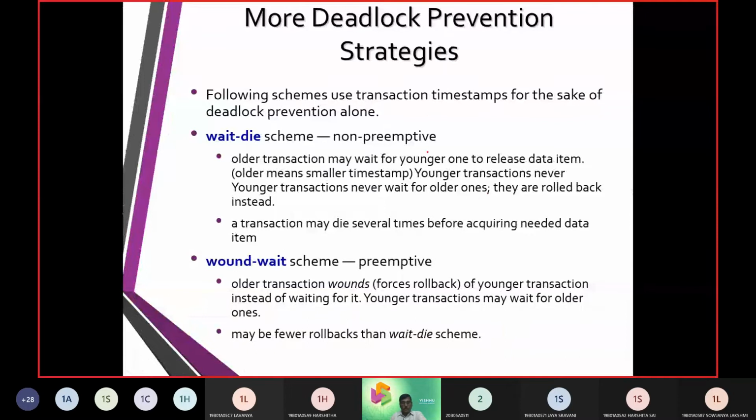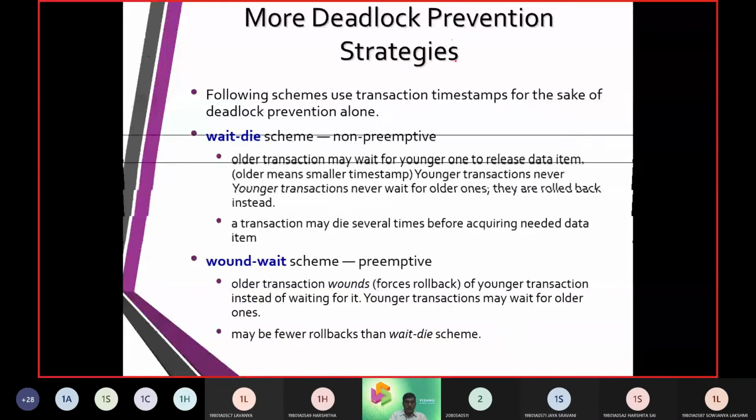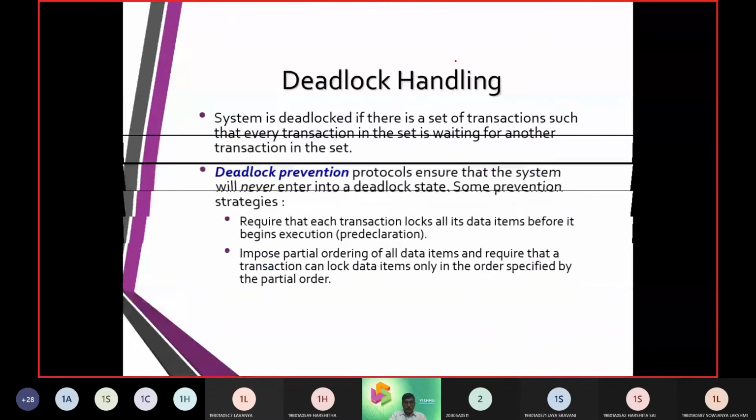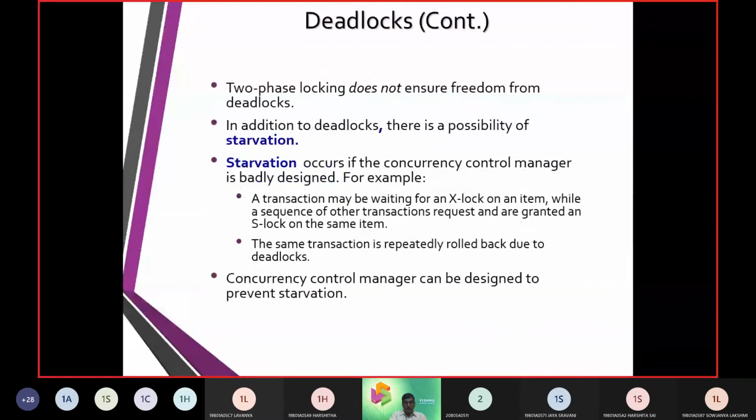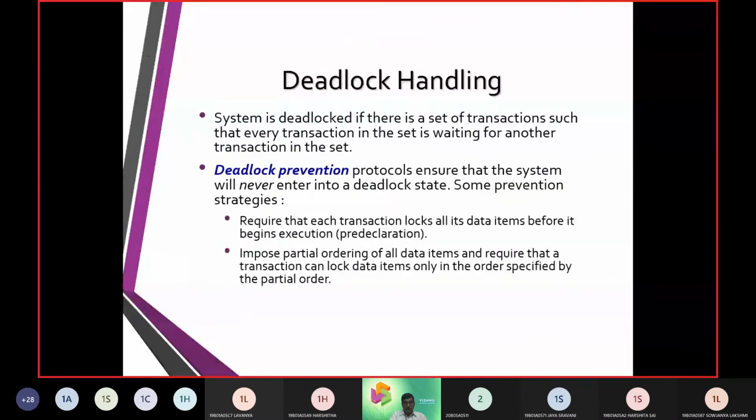Now the other deadlock strategy, in order to preserve the contents. We just talked about these two issues, that is starvation, etc., which are taken up with the concurrency manager. So we need to see that we can prevent deadlocks. When we are going to prevent deadlocks, we should set up the system so that it will never enter into a state called the deadlock state.